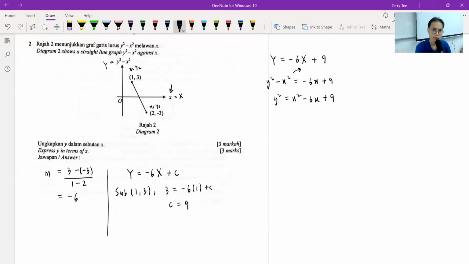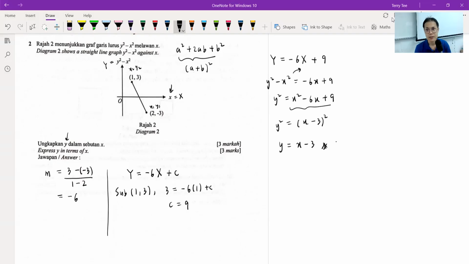Here I'm supposed to find small y in terms of x, so I need to factorize this. Now, on your right-hand side, you can see it's in the form of a squared plus 2ab plus b squared. We can actually factorize this into (a plus b) squared. So in this case, your a is x, your b is 3 with a negative, because the middle term here is -6, so you need to put a -3. And when you square root both sides, your y is now x minus 3.